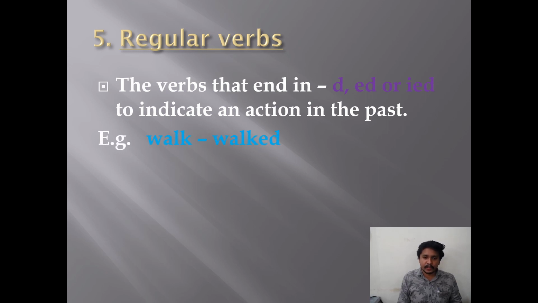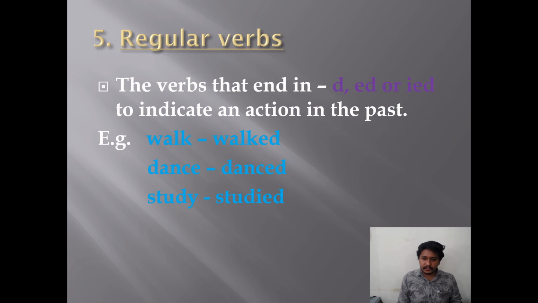For example, walk, walked. Walk is in the present form and walked is in the past form. How do we change the verb into past form? By adding ED with the given verb. When we add ED, we make it into the past. Walk, walked. Dance, danced. Dance is the present form of the verb and danced is the past form. When we add a single D with the given word, we make it into the past form.